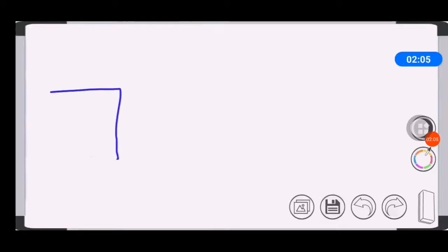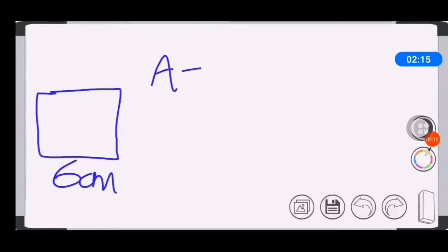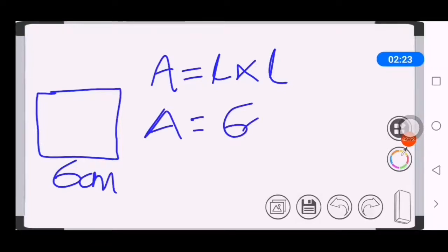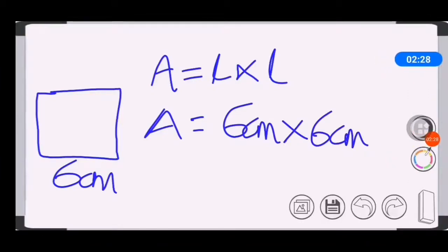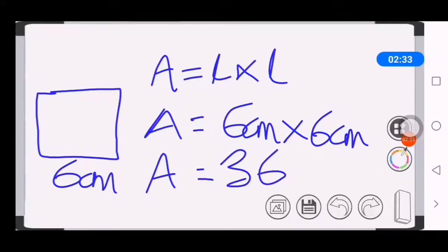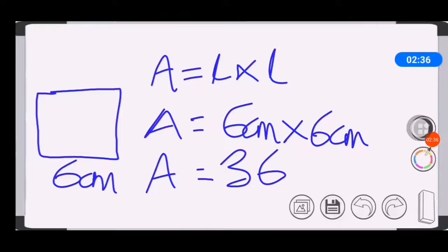We're finding the area of a square whose side is 6 centimeters. With the knowledge we just learned, we said the area is what? The length times the length. So our area is going to be 6 centimeters times 6 centimeters. That should give us 6 times 6, 36. And centimeters times centimeters should give us squared centimeters. Got it? Great.